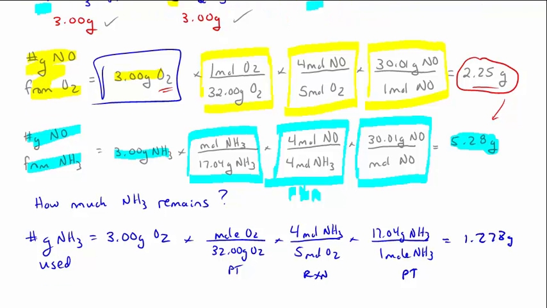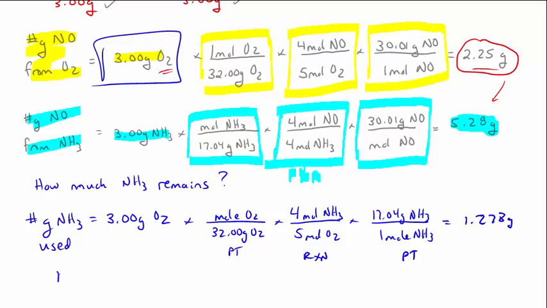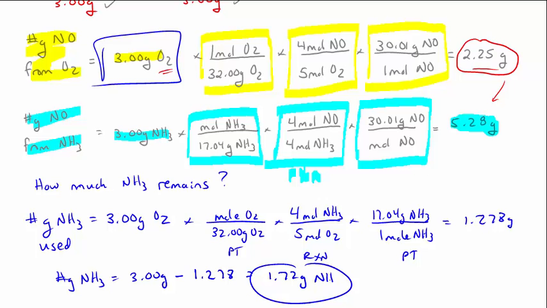Therefore, if I want to answer this question, the number of grams of NH3 that remain will be equal to the 3 grams that we initially had minus the 1.278 that we're going to use here. That means I'll have 1.72 grams of NH3 remaining. So, another limiting reactant problem and the stuff we can do with it when we're done.